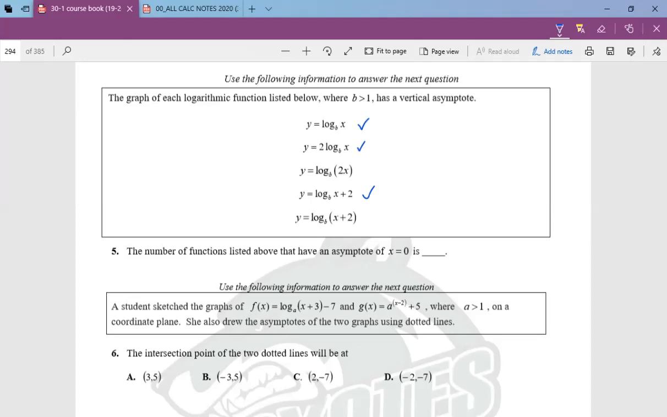This last one, logarithm of x plus 2, this has been a horizontal translation left by 2. So the vertical asymptote will change.